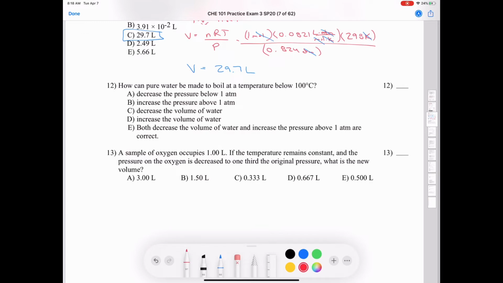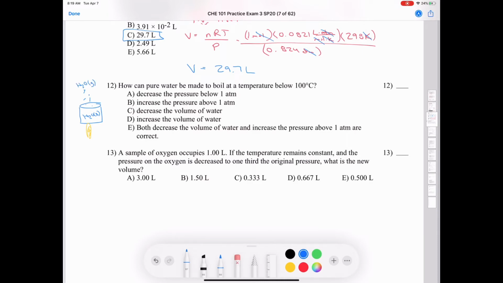Number 12, how can pure water be made to boil at a temperature below 100 degrees Celsius? Well, a boiling point is when the pressure exerted by the molecules in the liquid is equal to atmospheric pressure. So it's when vapor pressure is equal to atmospheric pressure. So if I have some water in a pot, and I'm trying to boil that, I've got a fire underneath there, and I'm trying to get those water molecules to escape into the atmosphere. So I have H2O liquid in here, and I'm trying to convert it into H2O gas.